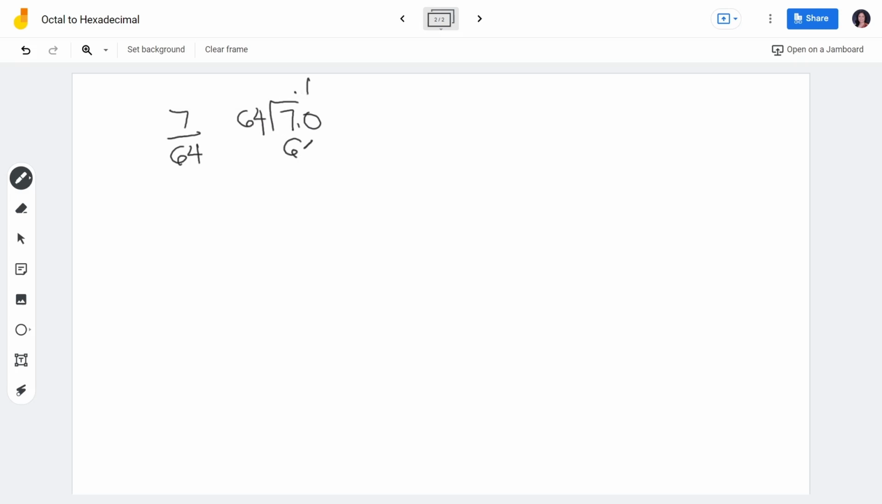1 times 64 is 64. 70 minus 64 is 6, then 60. It will not fit, so it's a 0. So let's add another 0. Let's try 64 times 9. 4 times 9 is 36, 6 carry 3. 9 times 6 is 54, plus 3 is 57. So we have 576. So we have 9.